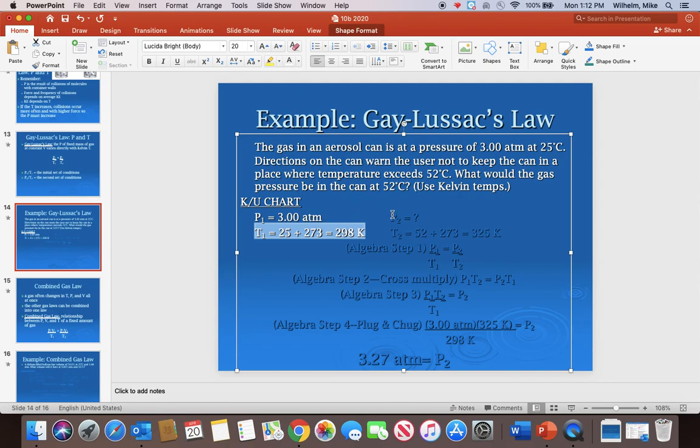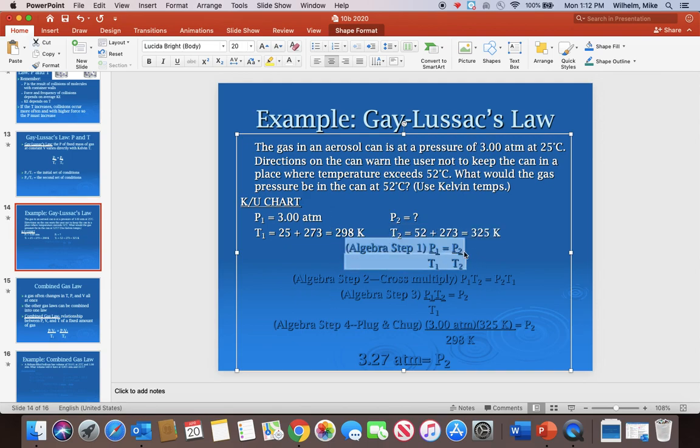Then the question says, what would the gas pressure be? So there is my unknown, P2. If the can's at 52, so 52 plus 273 is 325. Very similar to the last example problem.